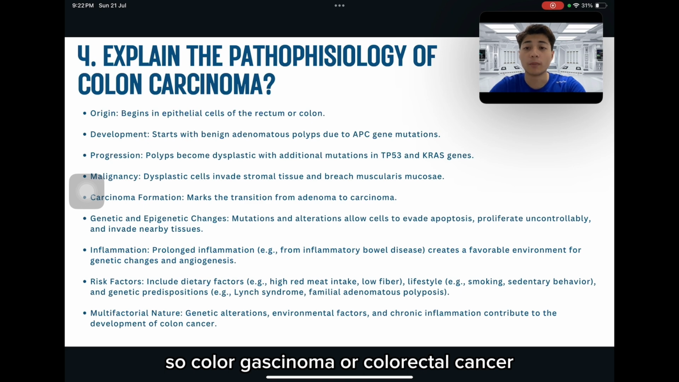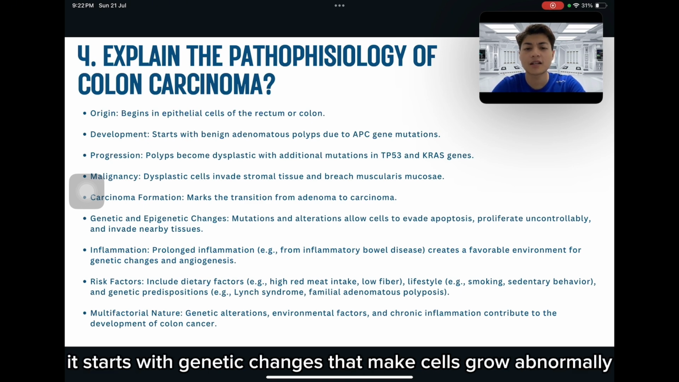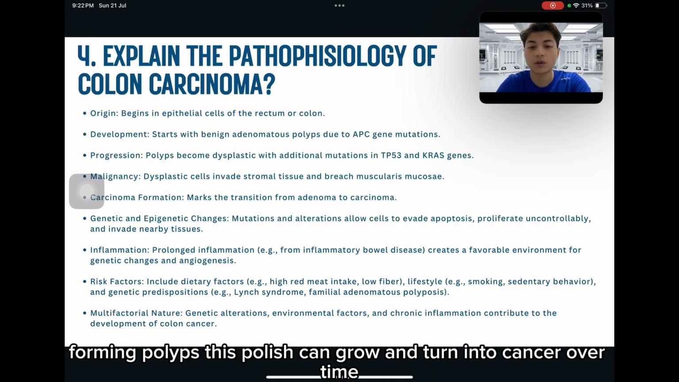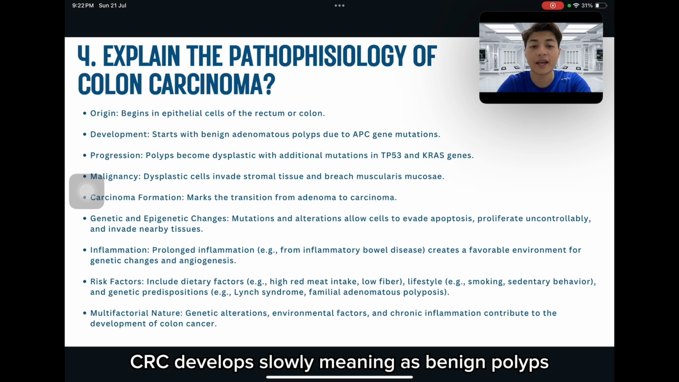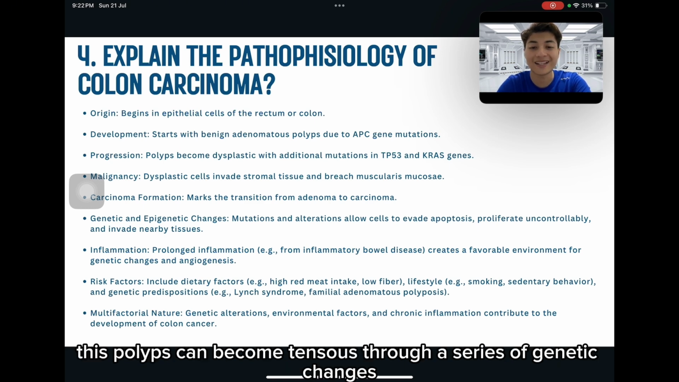I'm going to explain the pathophysiology of colon carcinoma. So, colon carcinoma, or colorectal cancer, begins in the cells lining the colon or rectum. It starts with genetic changes that make cells grow abnormally, forming polyps. These polyps can grow and turn into cancer over time. CRC develops slowly, beginning as benign polyps.